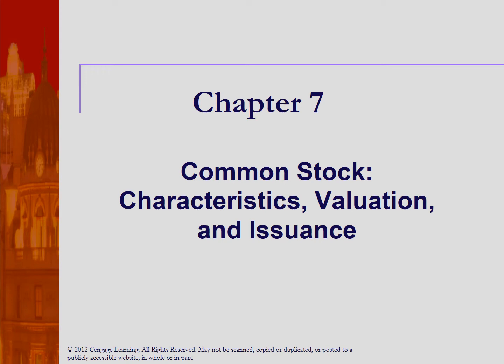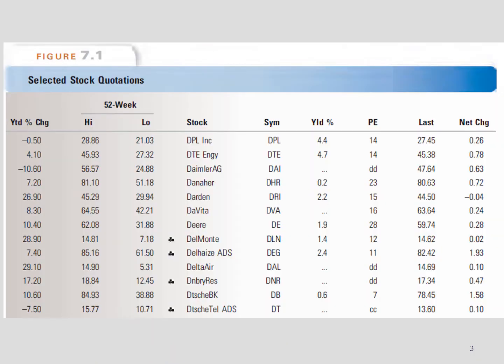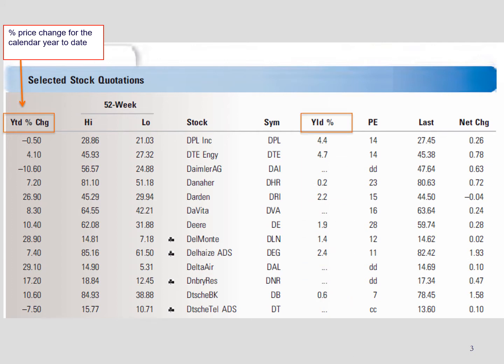Chapter 7, we are going to discuss characteristics, valuation, and issuance of common stock. The column YTD percentage change represents the percentage price change for the calendar year to date. The column YLD percentage represents the dividend yield calculated by the annual dividend divided by the closing price.